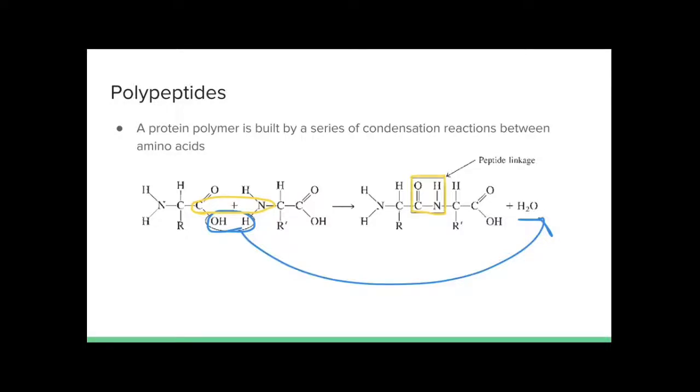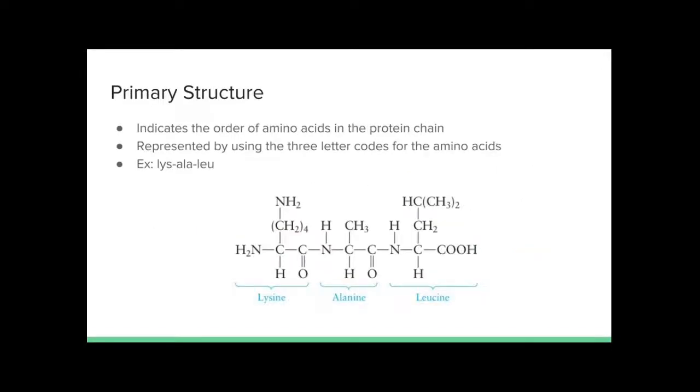Now this reaction can be continued by adding on another amino acid to the right, having it react with this OH part right here, and it would keep going on and on until you form a very large chain of amino acids, all connected by peptide bonds, which is a protein. The sequence of amino acids in the protein chain is known as the primary structure, which is represented by short three-letter codes for the amino acids.